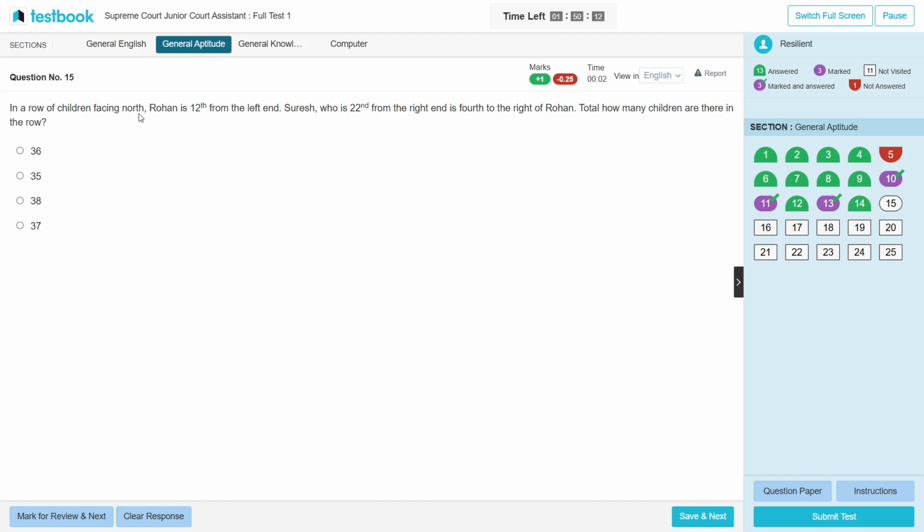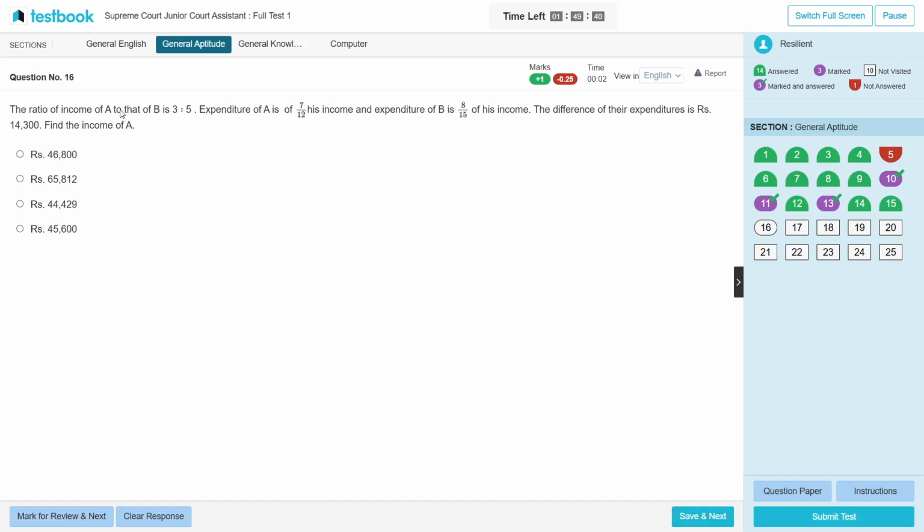In a row of children facing north, Rohan is 12th from the left hand. Suresh, who is 22nd from the right hand, is 4 to the right of Rohan. To the right of, say 16th, or this 22, 38 minus 8, 33.